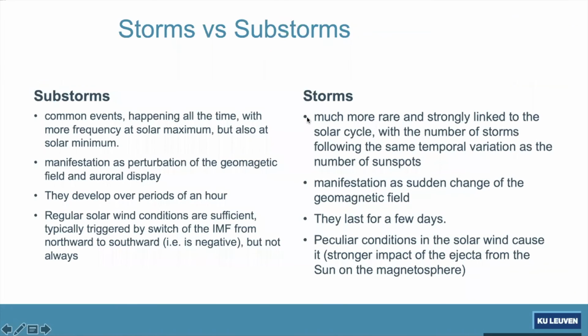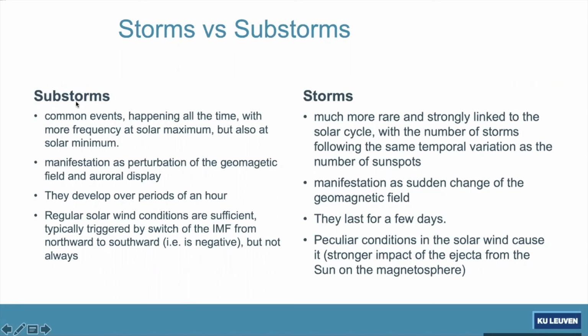So traditionally, these storms are subdivided in two classes. And the intention of the people that derived this classification was that a storm is made of many substorms. That's not true. It's wrong. Their understanding was mistaken, but the name stuck.